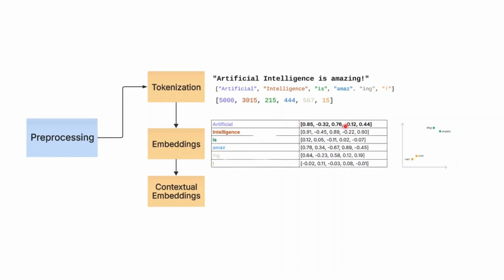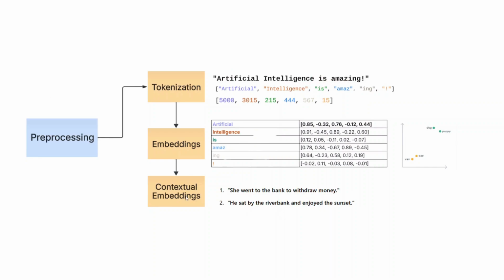Words with similar meaning have similar vectors. The words with a similar meaning have vectors which are very close to each other. For example, in a vector space, animals like dog and puppies are positioned close together compared to vehicles like cars and vans. This table shows the sample vector representation for the sentence "artificial intelligence is amazing."